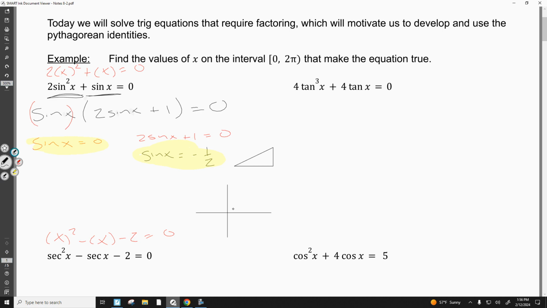Okay, sine x equals 0. At the horizontals, so that's x equals 0, pi. I'd write 2 pi as well, but we want to exclude 2 pi because it's coterminal to 0.